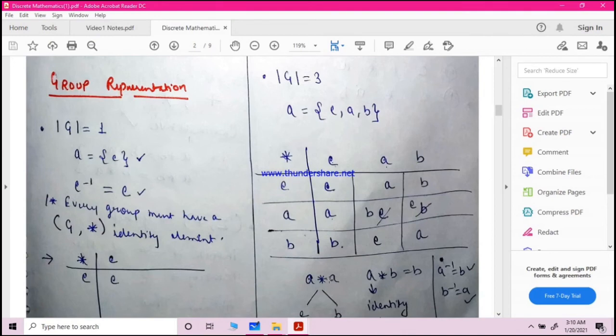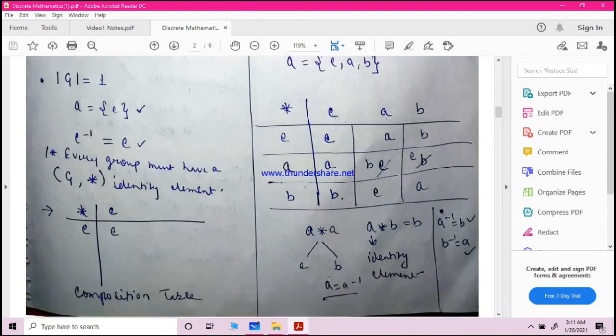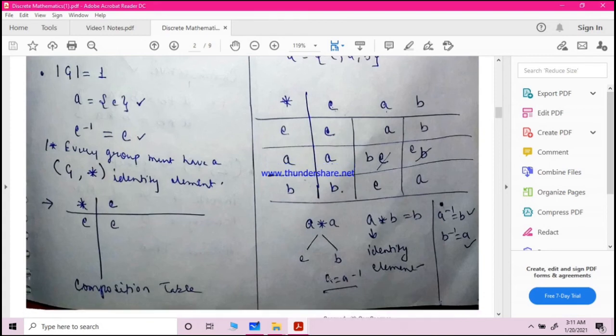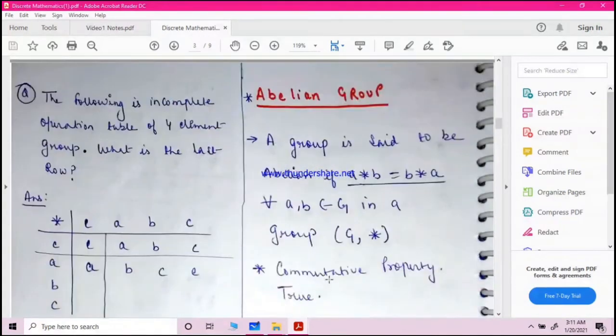This is the composition table. E into E is giving me E, E into A giving me A, and E into B giving me B. Okay, fine. A into E giving me A, then A into A cannot give me A. So I have to change accordingly. Every row must contain all the elements. Every column must contain all the elements of the set. So you just have to prove the identity property, and for that we are making some changes.